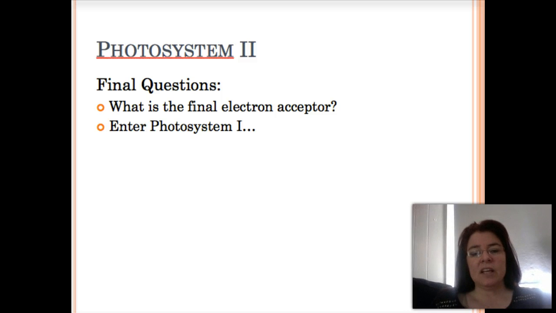So at the end of photosystem 2, we've produced ATP, and we've provided electrons to reduce our reaction center once again. But at the end of the electron transport chain, we now have an electron that needs to be accepted by another molecule. And the question is, what is that final electron acceptor? And the answer might surprise you. The answer is it's the next photosystem. It's photosystem 1.